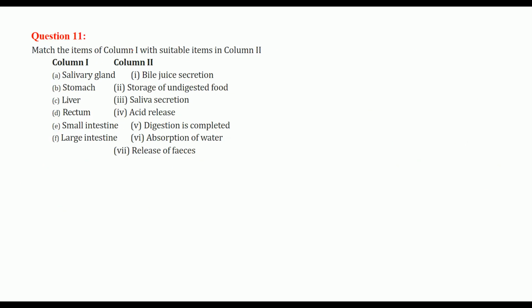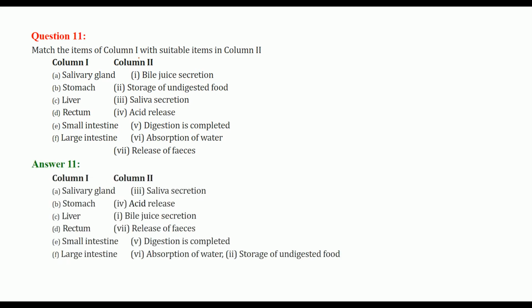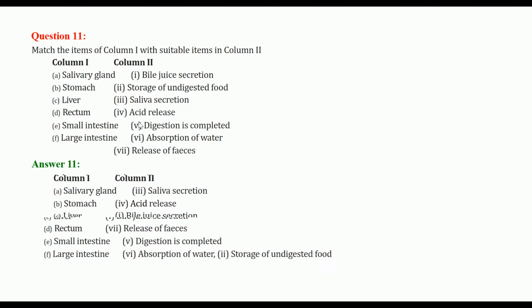Let us match these one with two. The salivary gland goes with saliva secretion. Stomach with acid release. Liver with bile juice secretion. The rectum with release of feces. Small intestine, where digestion is complete, and large intestine, where we have absorption of water and storage of undigested food.